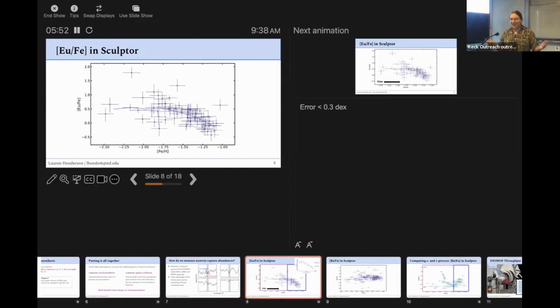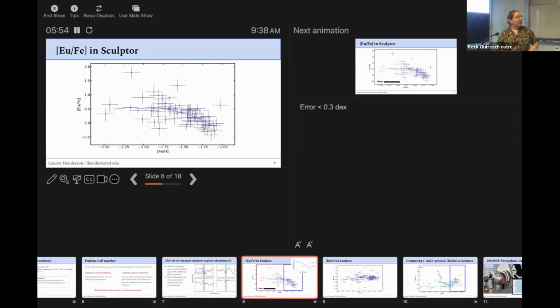So here, as promised, are some real data. This plot is showing metallicity on the x-axis. So again, we can take that to be time. And now on the y-axis, we have the ratio of europium to iron. And a reminder that europium is one of our r-process elements. So we're interested in learning where it's made. We can split this plot into two main regimes qualitatively. In earlier times, we have a large scatter in europium and a higher europium abundance. And then at later times, europium to iron starts to decrease.